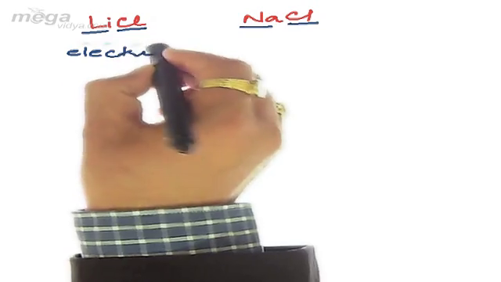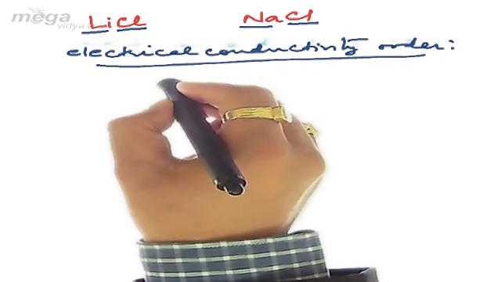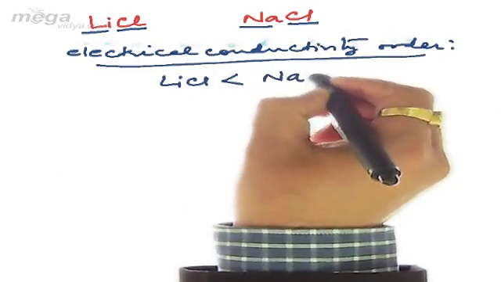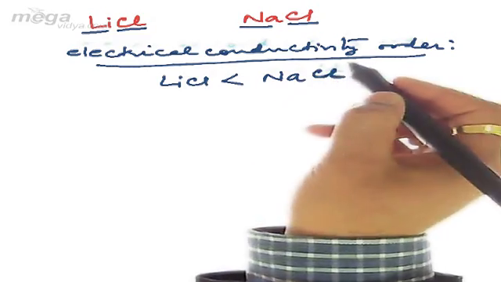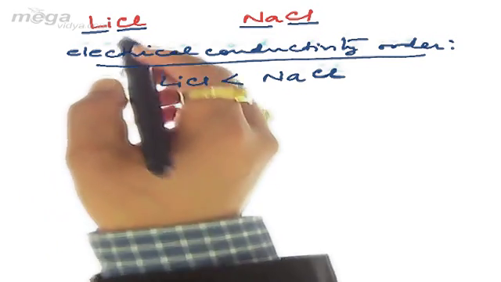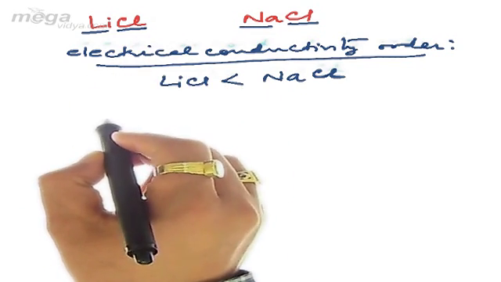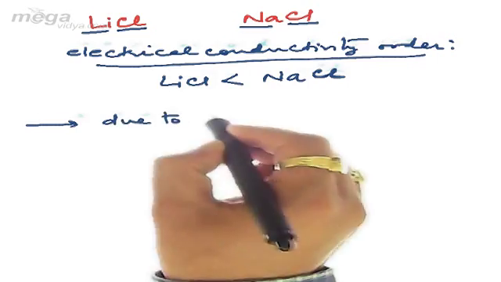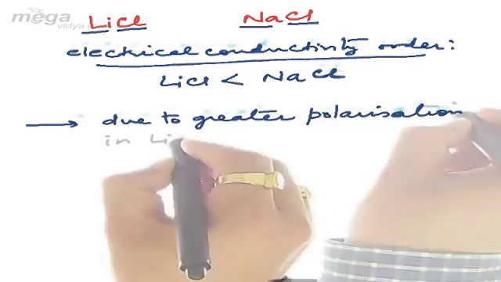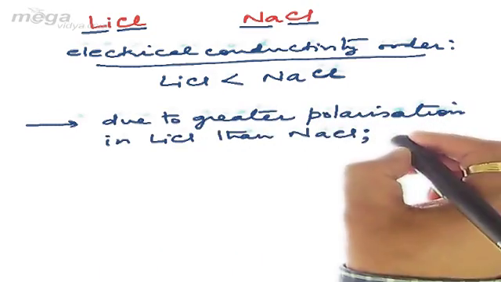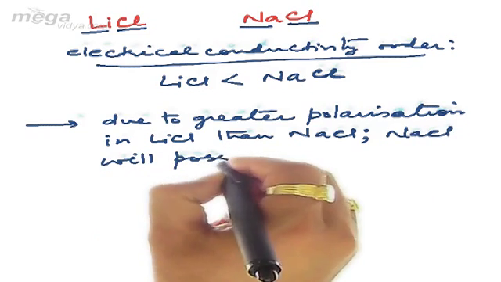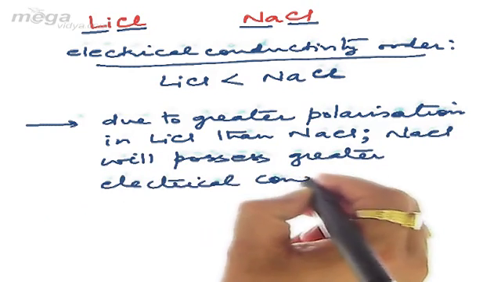So once we compare, the electrical conductivity order will be: LiCl will have smaller electrical conductivity as compared to NaCl. Again, what we are finding is that in case of LiCl, the covalent character or the polarization extent will be greater. So due to greater polarization in LiCl than NaCl, NaCl will possess greater electrical conductivity.